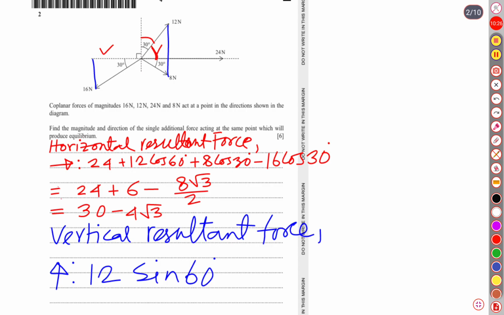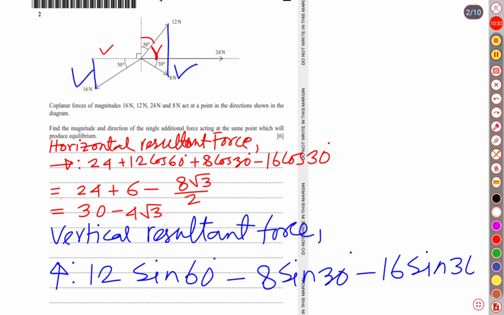Then for downward, this is one triangle and this is another triangle. These are the downward forces: minus 8 sin 30 degrees, and again downward force, 16 sin 30 degrees. Now we know that sin 60 is equal to square root of 3 over 2.